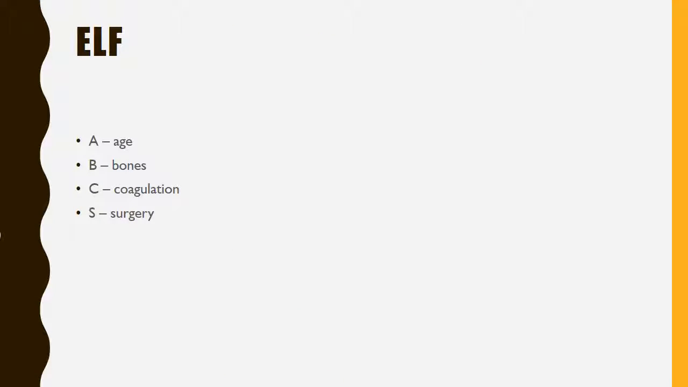ELF signs should be used for the patients at most risk of moderate to serious injury from a fall. This includes: A, age or frailty, 85 years or older. B, bones: bone cancer, osteoporosis, fractures. C, coagulation: bleeding disorders, or on anticoagulants. S, surgery: post-surgical patients. These patients are to have a yellow ELF sign in their doorway facing outward.